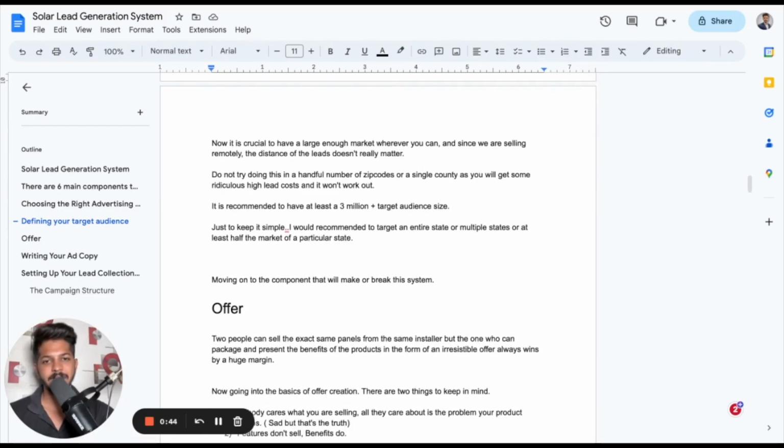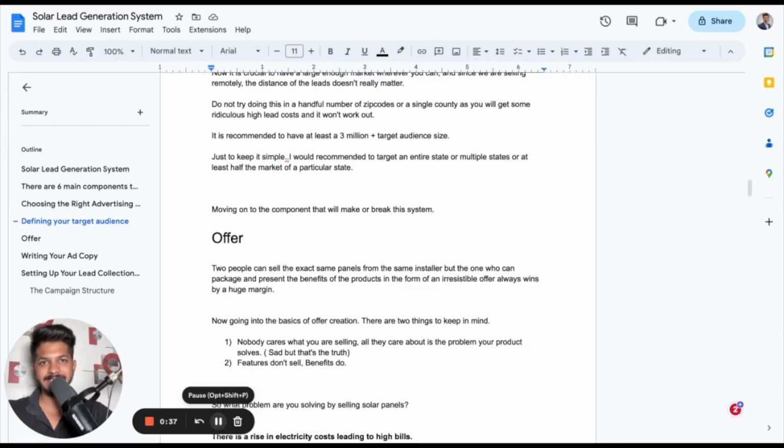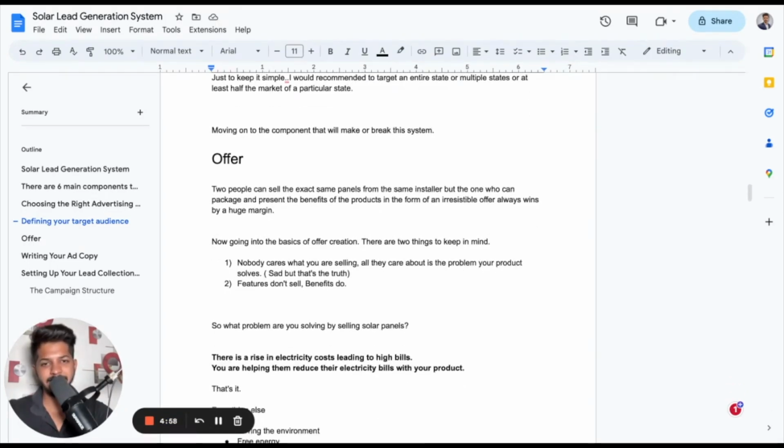Moving on to the component that will make or break this system, the offer. Two people can sell the exact same solar panels from the exact same installer, but the one who can package and present the benefits of the product in the form of an irresistible offer always wins by a huge margin. Going into the basics of offer creation, there are two main things to keep in mind. Firstly, nobody cares about what you're selling, all they care about is the problem your product solves. Secondly, features don't sell, benefits do.